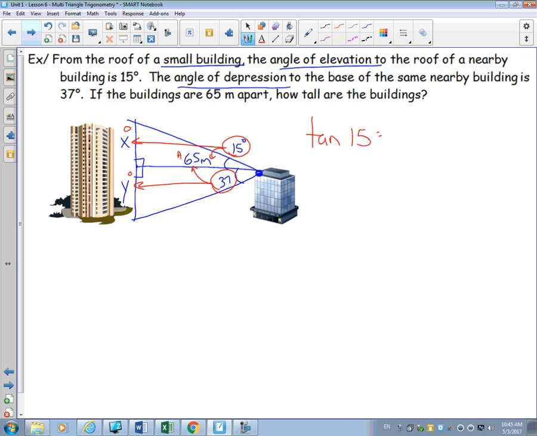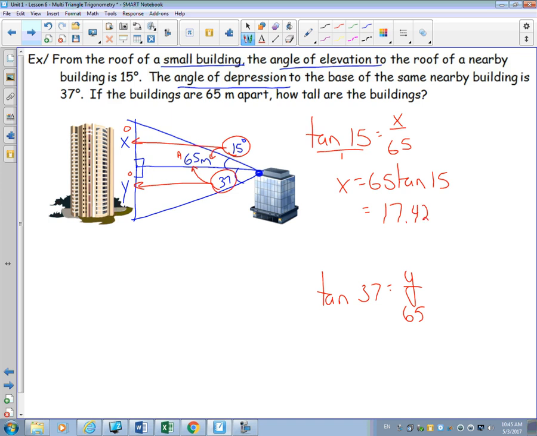So the tan of 15 is x over 65, and the tan of 37 equals y over 65. In both cases, I'm going to cross multiply. 1 times x makes x, and 65 tan 15. I can put that in my calculator, and I should get 17.42. Same thing for the next one. y equals 65 tan 37. That comes out to 48.98.